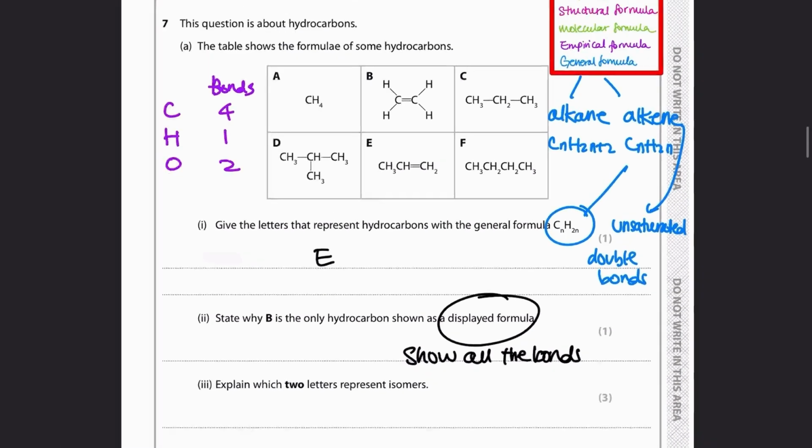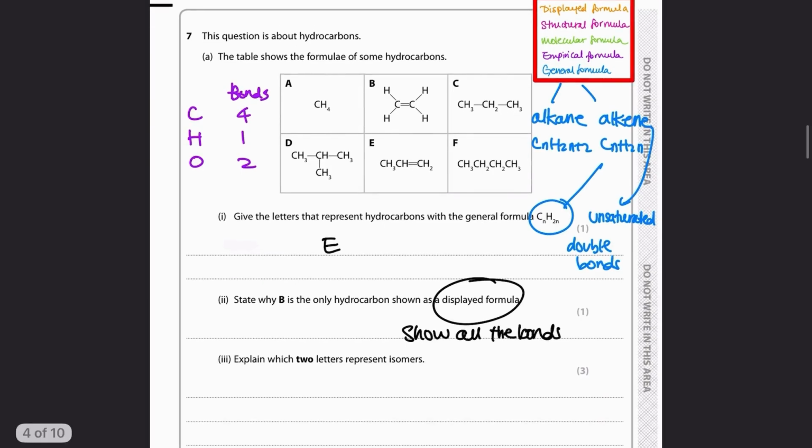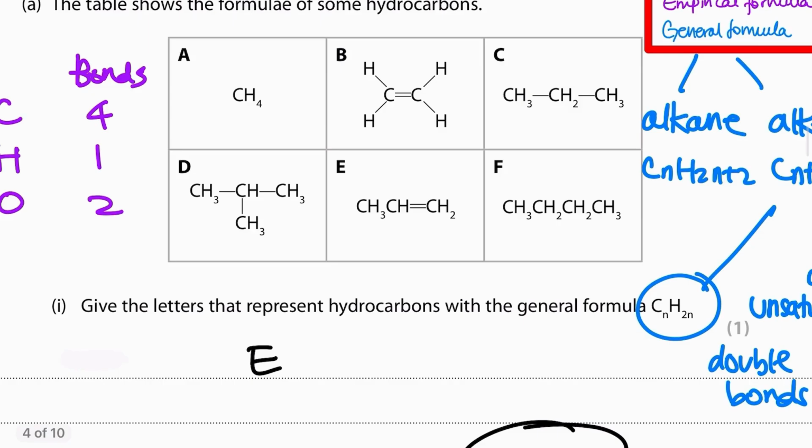Explain which 2 letters represent isomers. This should be much easier to you now. Again, you do all the molecular formula. Let's see if we can do this faster. This is a CH4. Nobody else has 1 carbon, so it cannot be A. This is 2 carbons. Does anyone else have 2 carbons? No, it doesn't. So it cannot be these 2, because I need to have the same number of carbons. This has 3 carbons, so this is more likely.